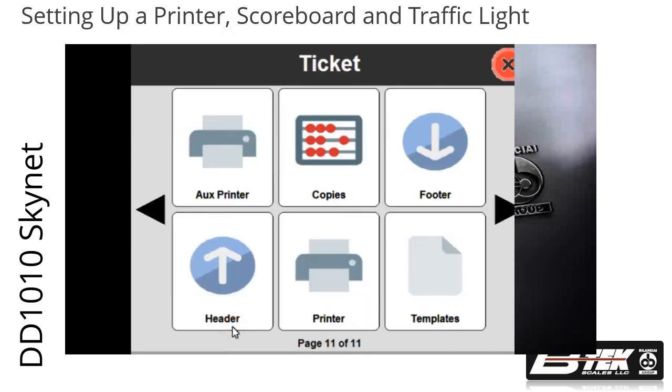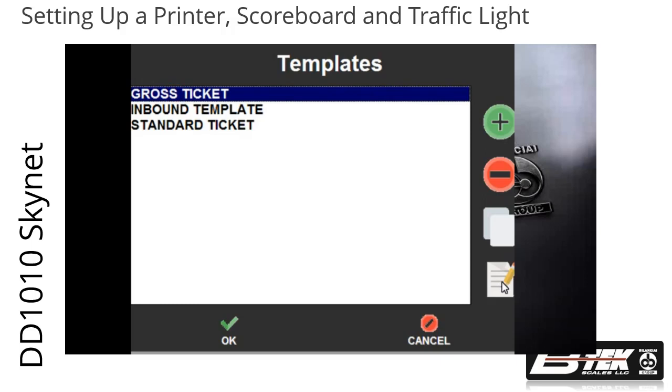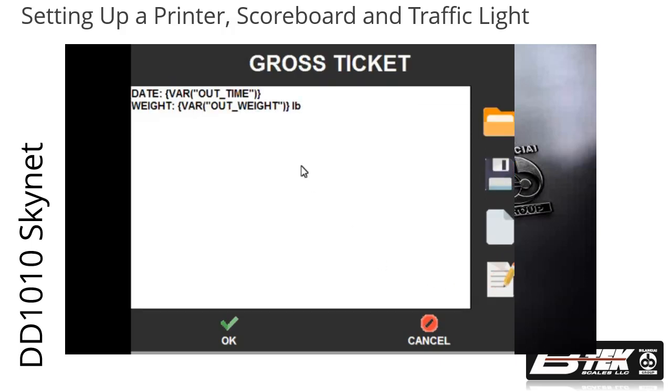And click OK. If you need to edit the header and footer, you can do that at this point. And you can also edit templates if you need to go in and select different print templates and click on the pencil with paper, and then you can see the variables and the different text that's entered in here.